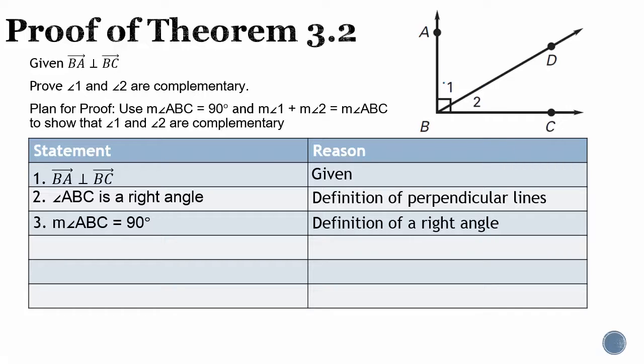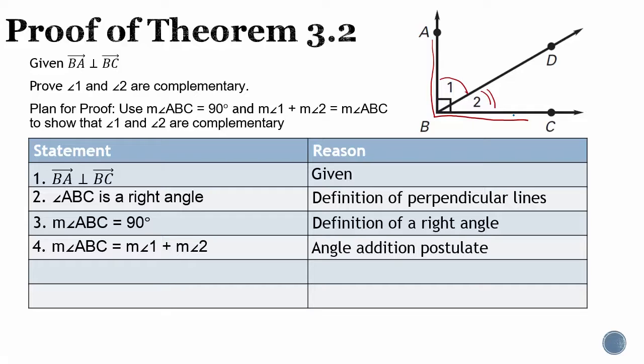I also know that the measure of angle 1 plus the measure of angle 2 will give me this entire angle ABC. So I can say that the measure of angle ABC is equal to the measure of angle 1 plus the measure of angle 2. That's using the angle addition postulate.